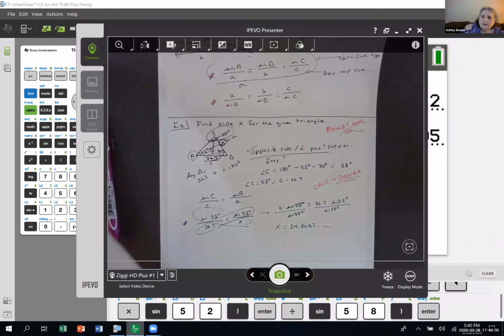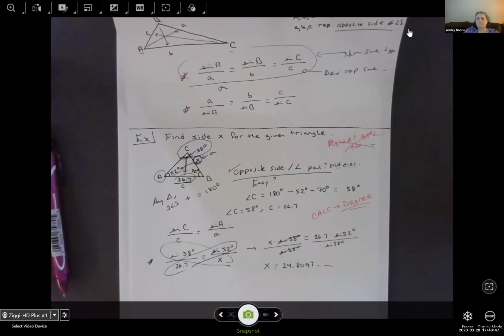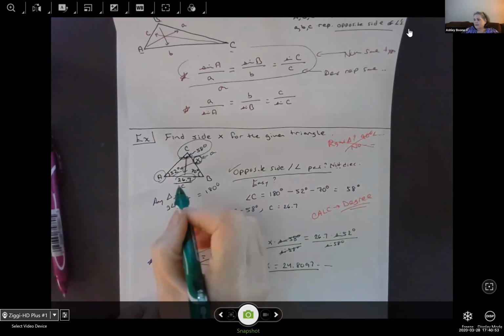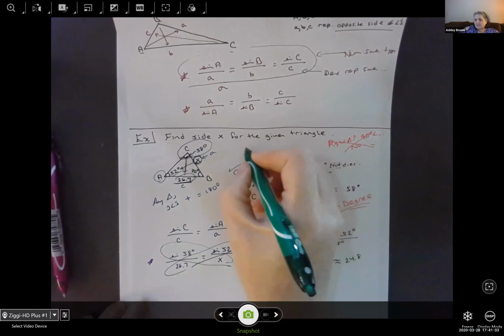So when I look at that, let me bring this back up here. This document camera always takes a second to come back when I try to expand it or make it smaller. There we go. So we got x is 24.8097. This side was to the tenth. I'm going to go ahead and round this to the tenth as well. Next digit's a 0, so I'm going to keep that as an 8. That'd be 24.8. So my answer to this is x is approximately 24.8.